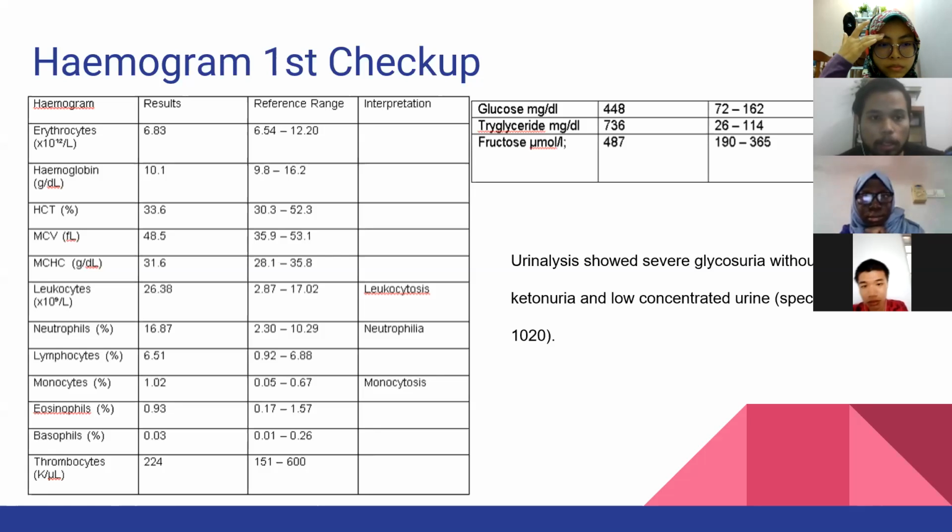So from the CBC, we can say the animal has an infection based on the parameters, but there are no significant findings that let us conclude whether this is a bacterial infection or a virus infection.